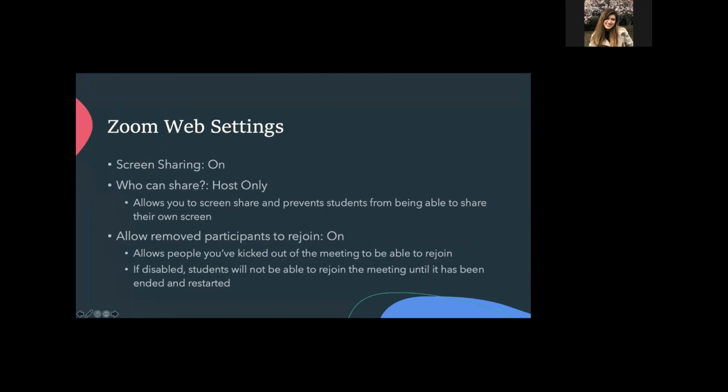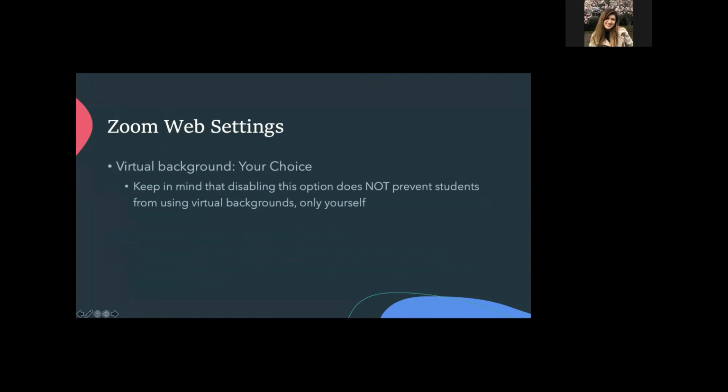It just disappeared. Okay. Virtual background. This is your choice, but keep in mind, and this is something that confused a lot of teachers, the virtual background setting is not a setting for your participants. It is a setting for yourself, right? So if you have virtual background off, it means that you won't be able to use a virtual background. It does not mean that your participants won't be able to use a virtual background, right?